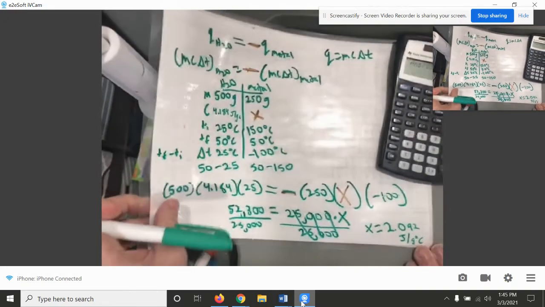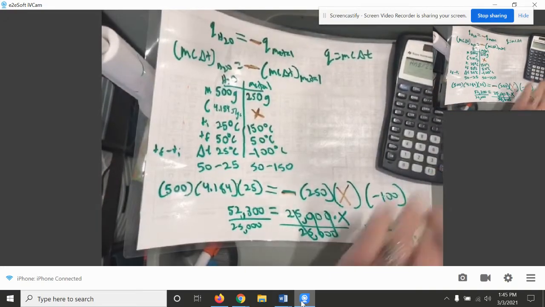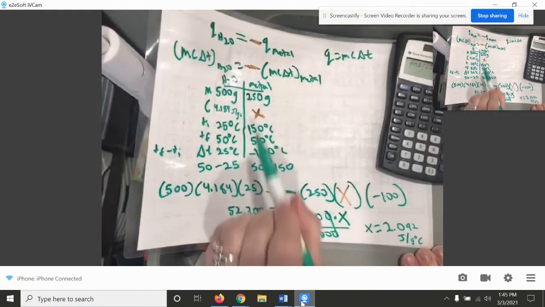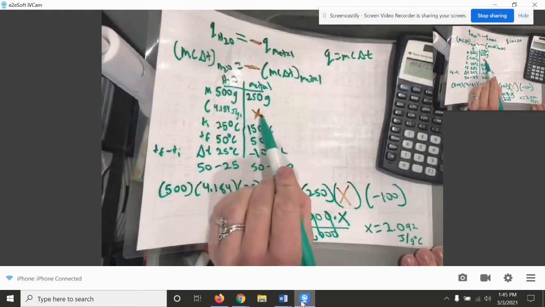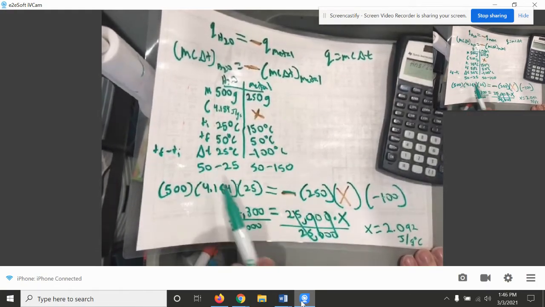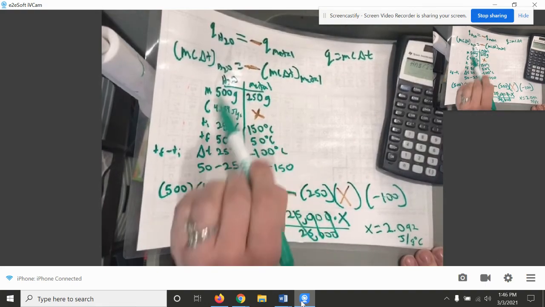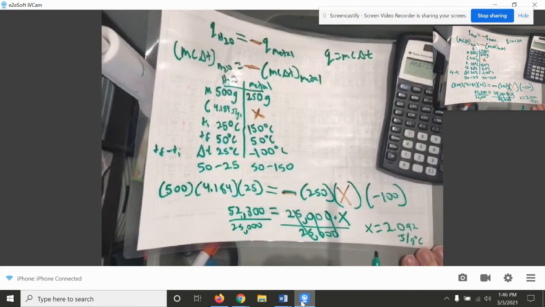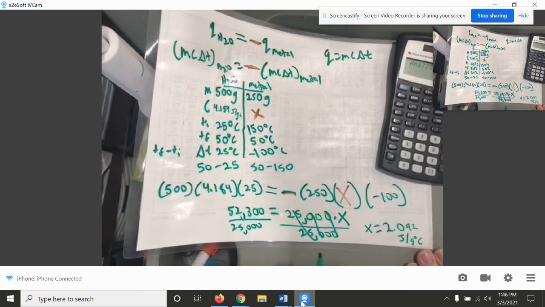For my class, for my purposes, the examples I'm giving you are going to be this exact same setup. We're going to continue to find C for the metal. We're going to continue to just have to find from the word problem all these other things and then plug into this equation. That's how you do specific heat of metals.